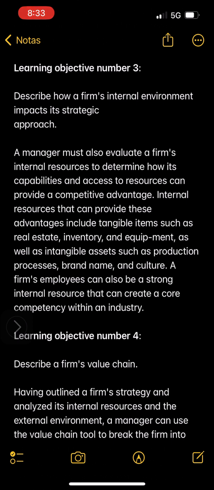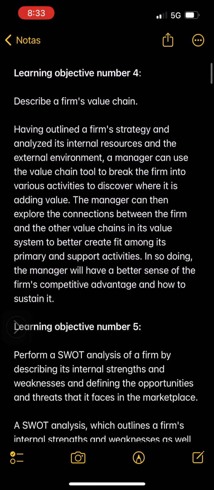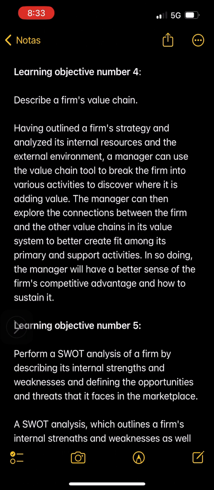Learning objective number 4. Describe a firm's value chain. Having outlined a firm's strategy and analyzed its internal resources and the external environment, a manager can use the value chain tool to break the firm into various activities to discover where it is adding value. The manager can then explore the connections between the firm and the other value chains in its value system to better create fit among its primary and support activities. In so doing, the manager will have a better sense of the firm's competitive advantage and how to sustain it.